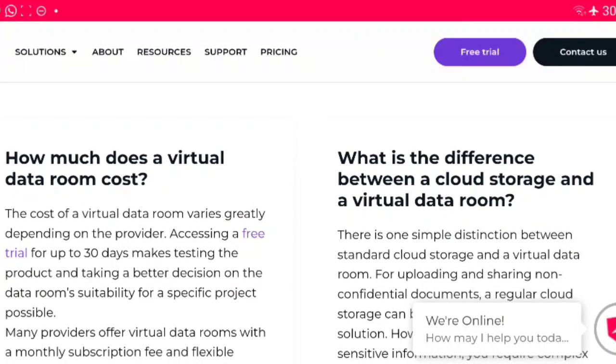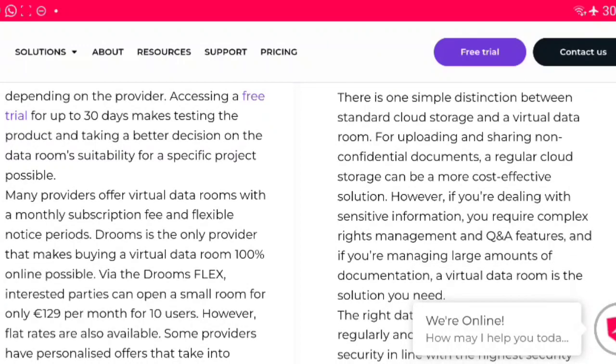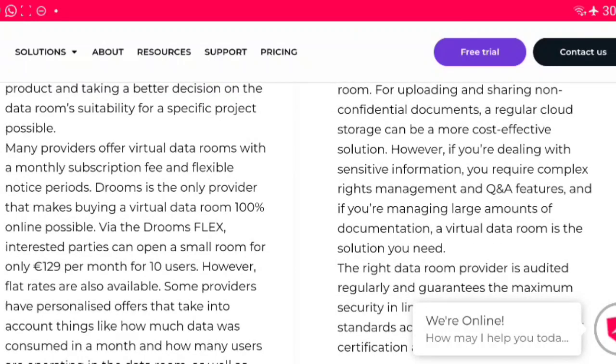How much does a virtual data room cost? The cost of a virtual data room varies greatly depending on the provider. Accessing a free trial for up to 30 days makes testing the product and making a better decision on the data room's suitability for a specific project possible. Many providers offer virtual data rooms with a monthly subscription fee and flexible notice periods.